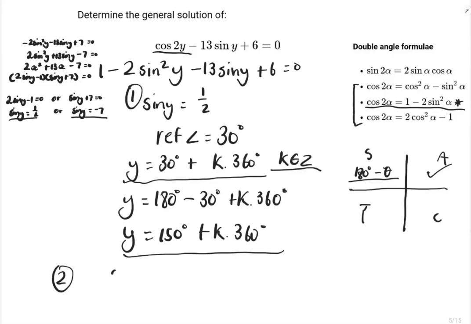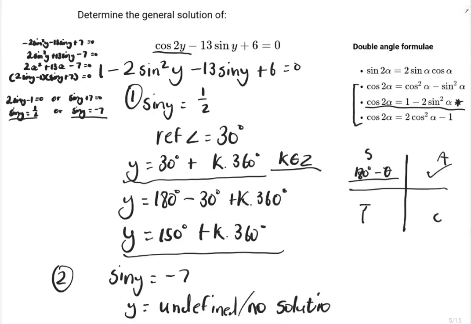Then number 2, sine y is equal to negative 7. Already this is going to be undefined, or you can say no solution. Why? Sine is opposite over hypotenuse, or y over r.